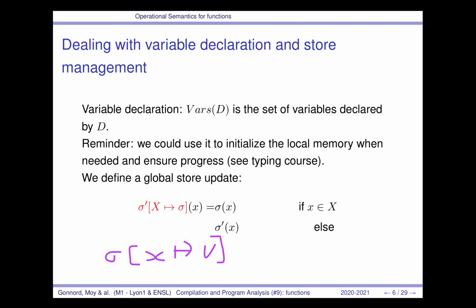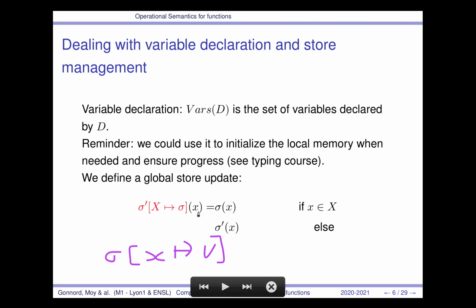That's why I called it a global store state. We want to define exactly the same kind of things, but mixing stores themselves. So sigma prime restricted to big X, to sigma, means this is a store sigma prime where all the variables in the set big X of variables, so this is X, Y, and Z, for example, are given the values that are inside sigma.